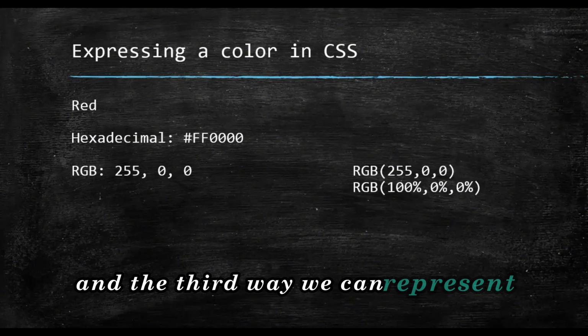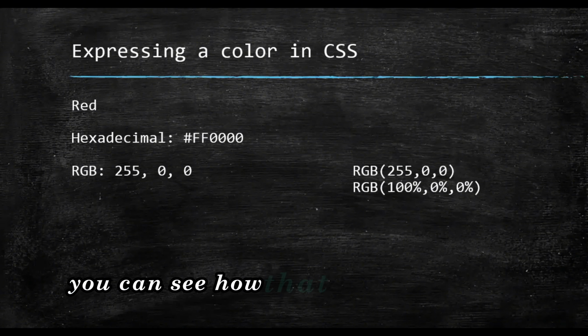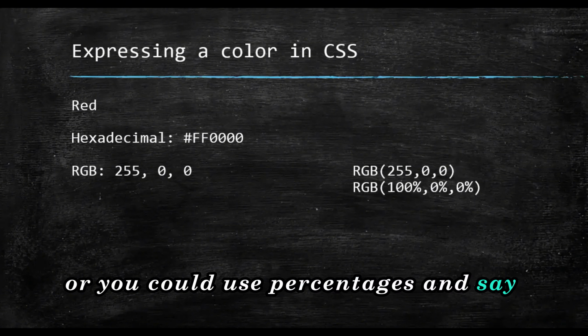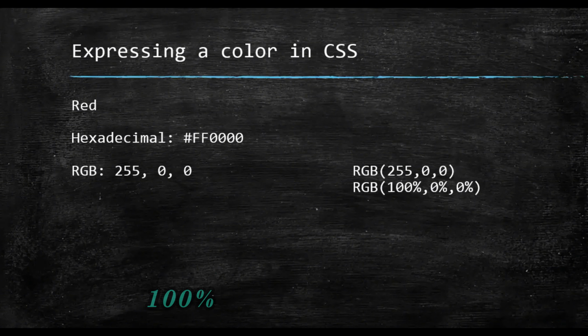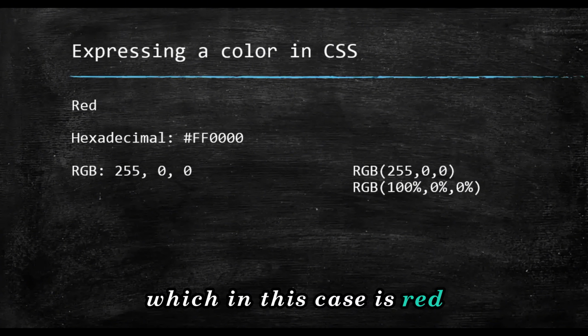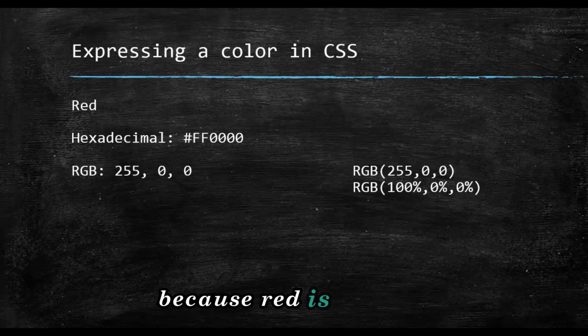And the third way we can represent red is with RGB 255,0,0. And over the right-hand side, you can see how that would actually be written in a CSS document: RGB, open brackets, 255,0,0, close brackets. Or you could use percentages and say RGB, open brackets, 100%, 0%, 0%, close brackets. And remember that 255 is the maximum amount of that particular channel, which in this case is red. So that's why we've got 100% in that second example down there, because red is at 100%.